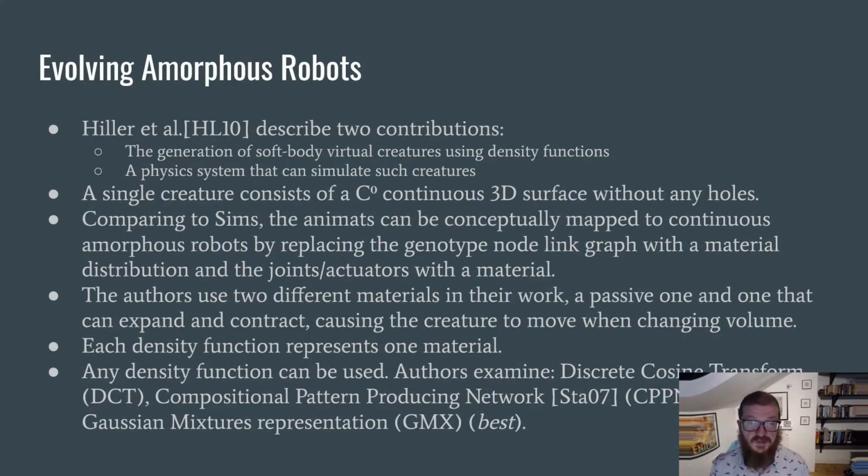The authors examined three different methods: the discrete cosine transform, DCT, the compositional pattern producing network, covered before, as well as a Gaussian mixtures representation. The DCT is a special case of the Fourier transform, where the genotype consists of a 3D matrix of frequency amplitude weights. The weights are inversely mapped and summed through an inverse Fourier transform. In the CPPN case, a network with weights is evolved, which takes a 3D position as input and outputs a density weight as its singular value. The GMX is a composition of Gaussian functions with a center in the lattice and different four lofts, as well as a weight that can be either negative or positive. The authors measured the performance of these three representations and found that the GMX representation outperformed the other representations consistently.